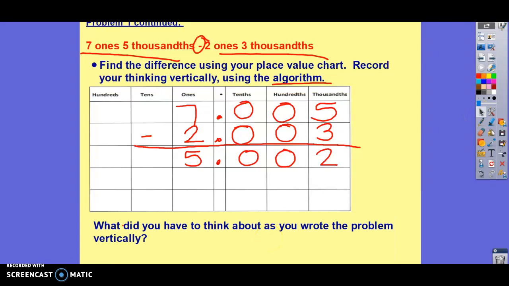Next question is, what did you have to think about as you wrote the problem vertically? Where did you have to align your decimal and your place value?